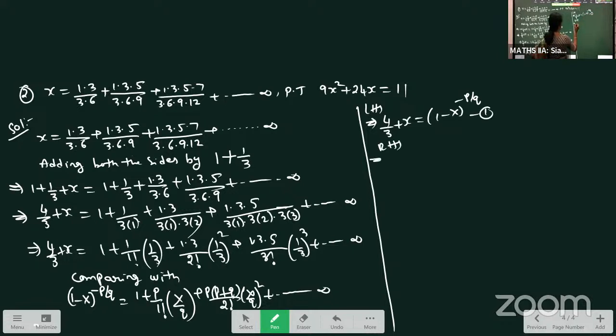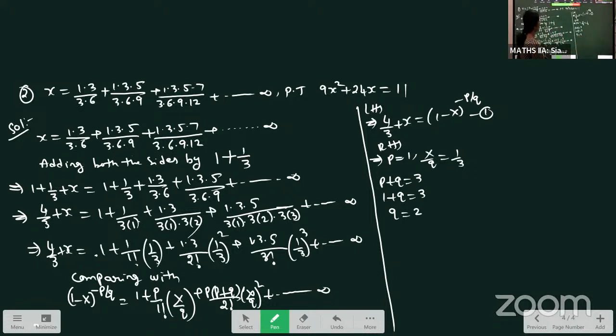Similarly, take RHS and compare. In RHS, both first terms are 1. In the second term, p value is 1. And in the place of x by q, it is 1 by 3. Go to the third term, p is 1, already written. p plus q is 3. Now substitute the p value: 1 plus q is equal to 3. So q is equal to 2.